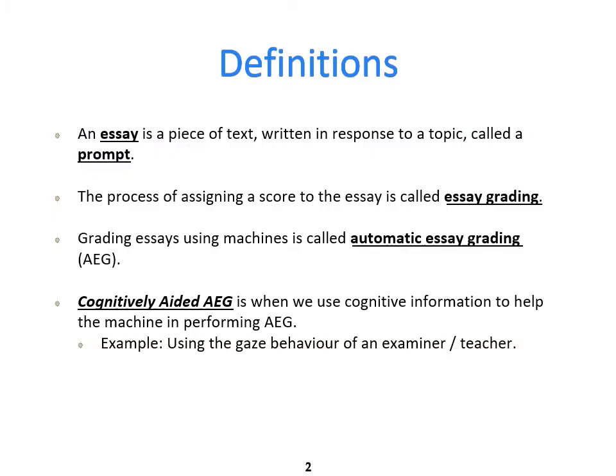An essay is basically a piece of text written in response to a topic called the essay prompt. The process of assigning a score to the essay is called essay grading, and if we use machines, the process is called automatic essay grading. Cognitively aided automatic essay grading is when we use cognitive information to help the machine in performing automatic essay grading.